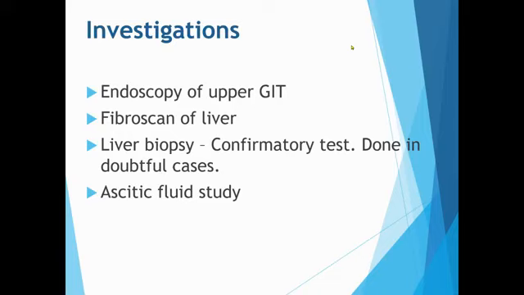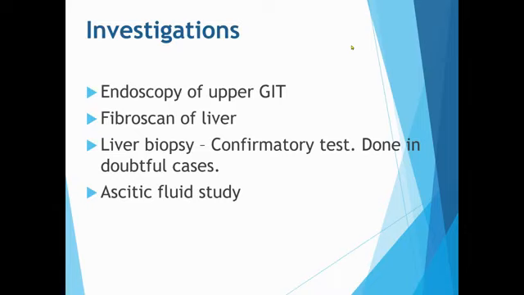And liver biopsy is the confirmatory test, though it is rarely done. Why rarely done? Because we know that in cirrhosis of liver, the patient has got coagulation defect. So if you go for liver biopsy, it can cause internal bleeding. So it is not done, and all other investigation is adequate to diagnose a case of chronic liver disease. It is done only in doubtful cases.